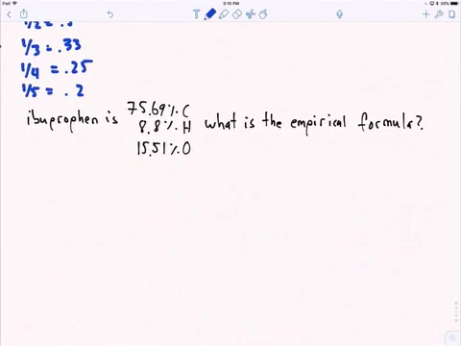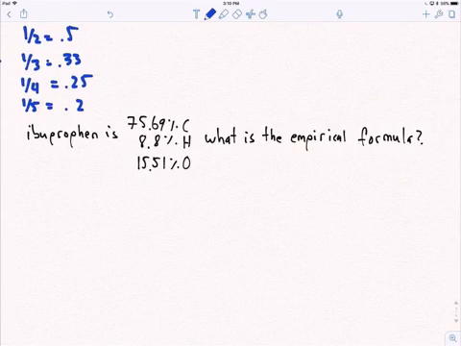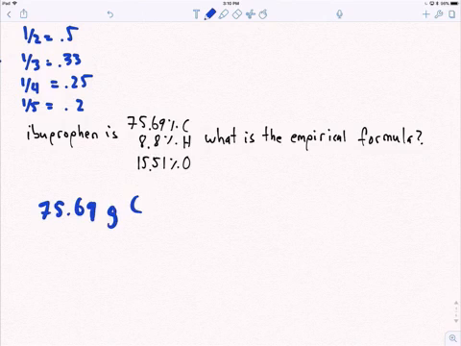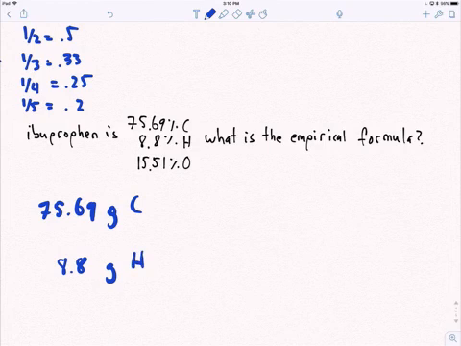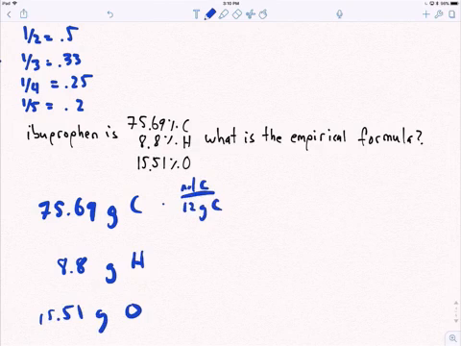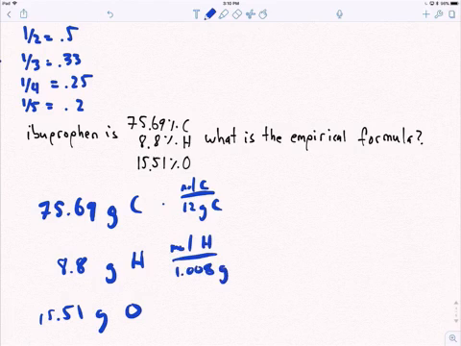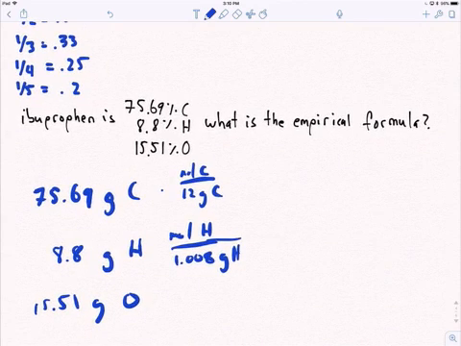You're like, wait a second, this is percentages. How do I deal with this? Pick a good number. A number I would pick is 100. And then because of that, I would get 75.69 grams of carbon, 8.8 grams of hydrogen, and then 15.51 grams of oxygen. And this is moles carbon per 12 grams carbon, moles hydrogen per 1.008 grams. Here, it's best to put 1.008; I normally use 1, but there's a little bit of truncation error at the end if I don't do this, and then students can get upset.